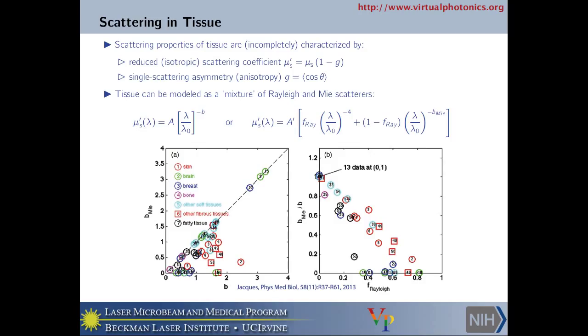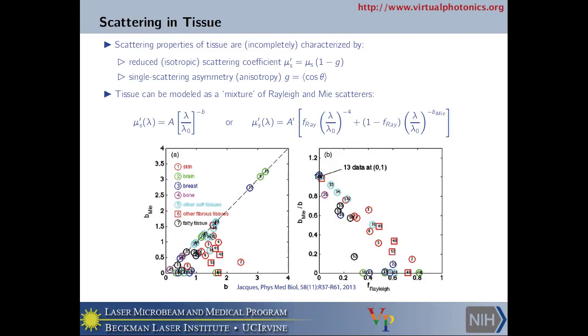And tissue typically is modeled as a mixture of Rayleigh and Mie scatterers. Often in the literature, you see empirical correlations of the wavelength dependence of scattering in tissue as an inverse power law to wavelength. We saw that scattering typically declines with wavelength. And what they do is use A as some sort of density number of scatterers, and then you pick the μs prime at some reference wavelength. Sometimes it's chosen at 1,000 nanometers, sometimes 500. And you have some sort of decay according to B.